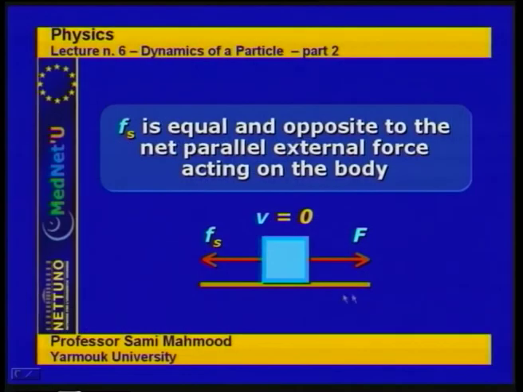How can we evaluate the static frictional force? The static frictional force is equal in magnitude and opposite in direction to the parallel force applied to the object as far as the object is not moving, which means v equals 0. As far as the object is not moving, the static frictional force is equal to the applied force parallel to the surface.